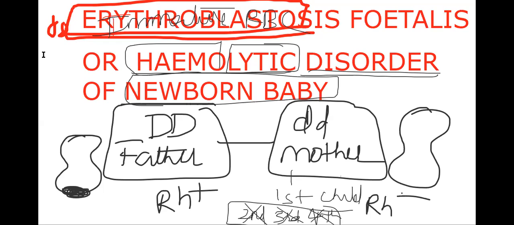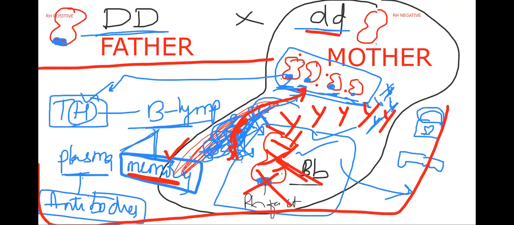If the father is Rh positive and the mother is Rh negative, then from the second child onwards, the destruction of the RBC occurs and the baby dies. We call it hemolytic disorder of newborn baby or erythroblastosis foetalis. This is the story of erythroblastosis foetalis, which we are seeing now.